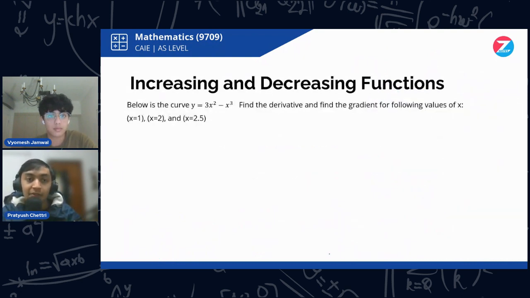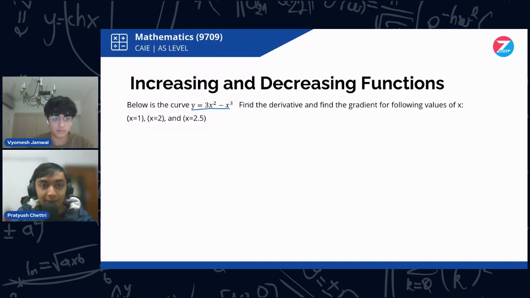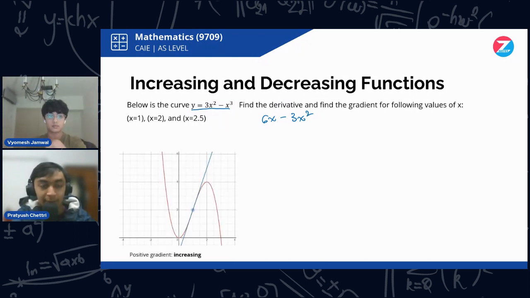Increasing and decreasing functions. You can try this on your own right now, but I'm just going to skip ahead because I've done it already. Below is the curve. Find the derivative of it and find the gradient, so just the value of dy dx, for the following values of x. When you differentiate it, it comes out to 6x minus 3x squared. And what this looks like is this.